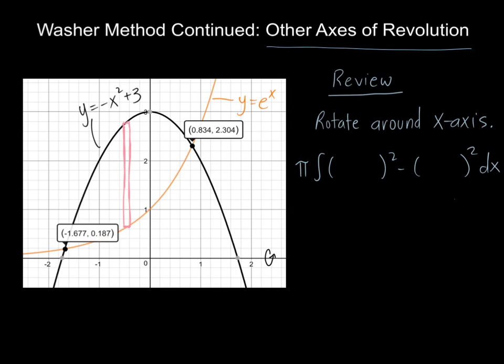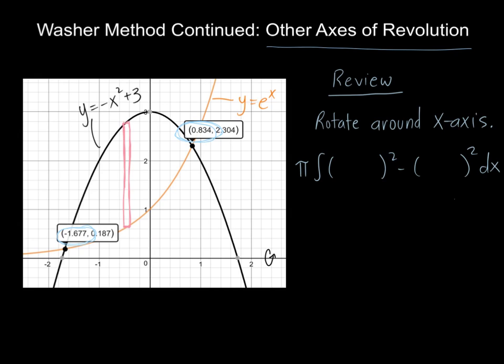But before we do that, I'm going to review one vertical and one horizontal washer, around the x and the y-axis. So this first shape is enclosed by the graphs of negative x squared plus 3, this upside down parabola, and y equals e to the x, the exponential graph in orange. Another reason I wanted to do these is because they cross at unique points. They cross at x equals negative 1.677 and 0.834, which are not values you would find by hand. So this is completely a calculator question, and we would solve this with a calculator and do the integral and everything on the calculator.